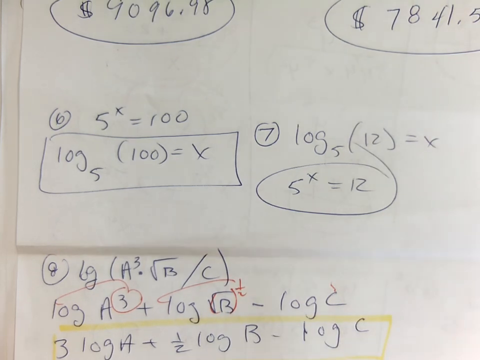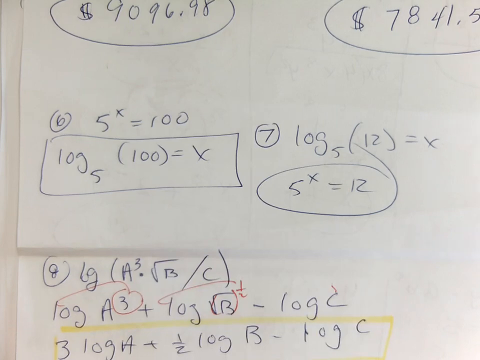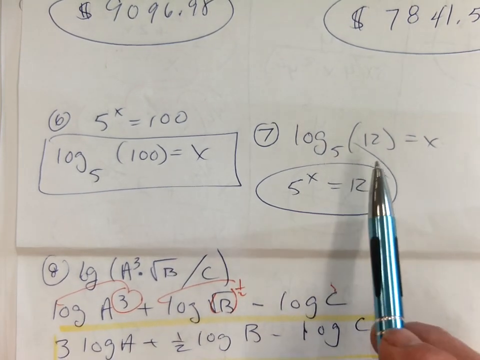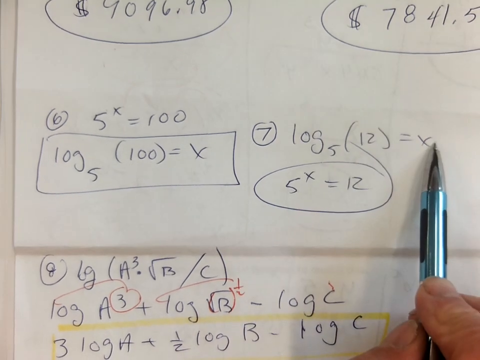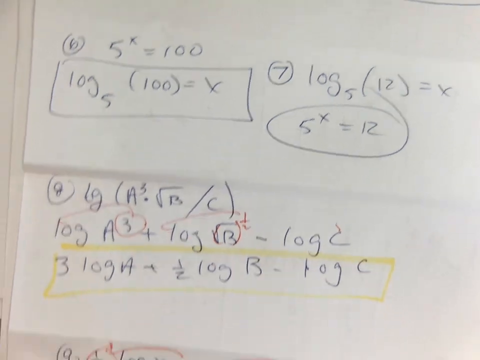6, all I have to do is put in log form. So log base 5 of 100 equals x. You don't have to evaluate it, just change, okay? 7, change it to exponential form. So I'm going to go 5 to the x equals 12. Don't evaluate it, just put it in exponential form, okay?